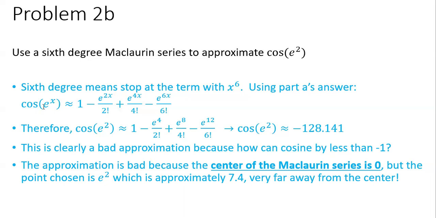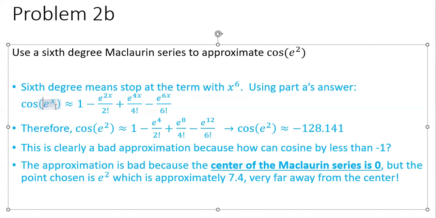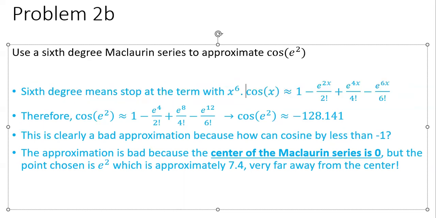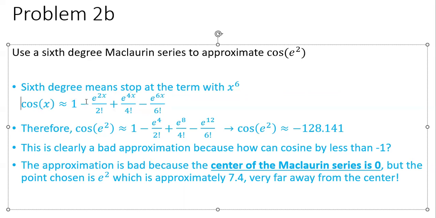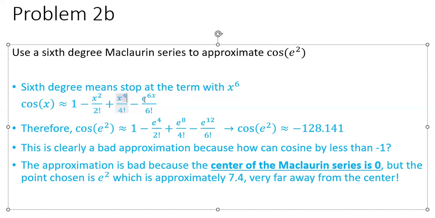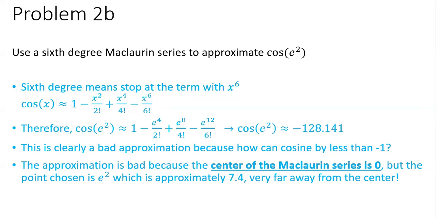Okay, so let me rewrite this a little bit. So hopefully if you didn't understand this part, let me write it like this. x squared over 2 factorial plus x to the fourth over 4 factorial, minus x to the 6th. This is the cosine, right? Okay, so let me restart this one.